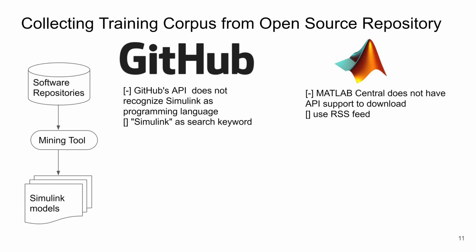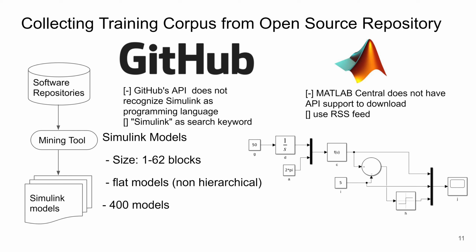We also mine open source repositories such as GitHub and MATLAB Central, which have a large number of Simulink projects. Since GitHub does not recognize Simulink as a programming language by its API, we rely on Simulink as a search keyword. And for MATLAB Central, we use their RSS feed to mine Simulink projects. Our mining tool automatically finds Simulink projects without having to download them manually. Since we focus on flat models only, we have about 400 real-world models by mining these repositories.